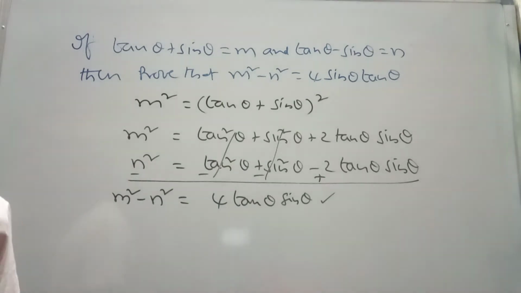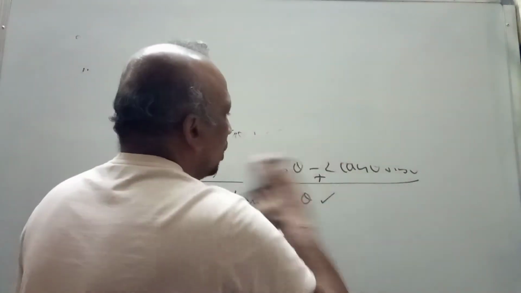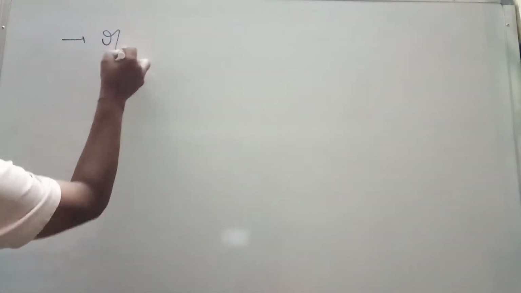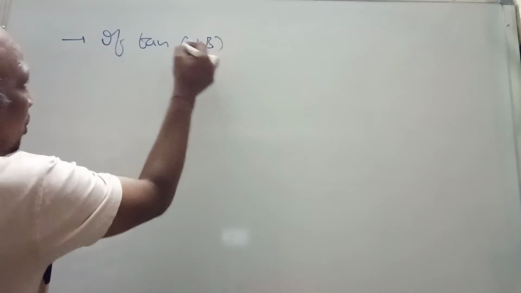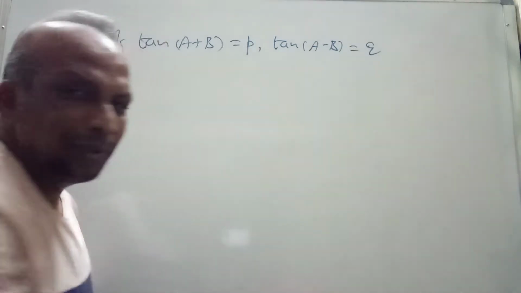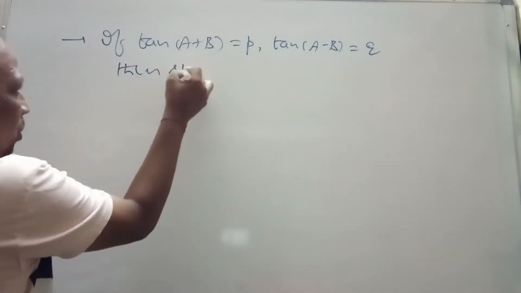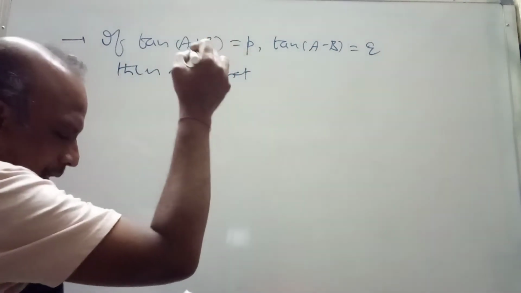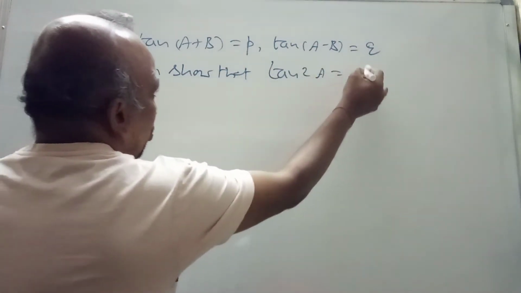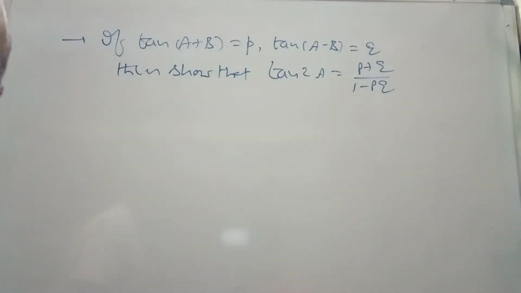So next one, another problem. If tan of a plus b is equal to p, tan of a minus b is equal to q, these two values are given, then show that tan 2a is equal to p plus q by 1 minus pq. So this is the problem, they are asking to prove that. They are asking this one.